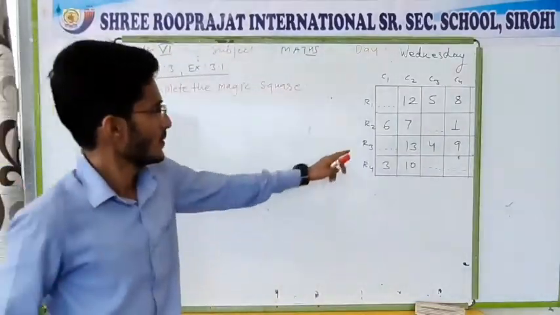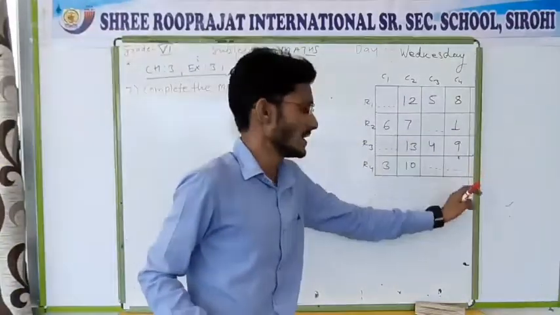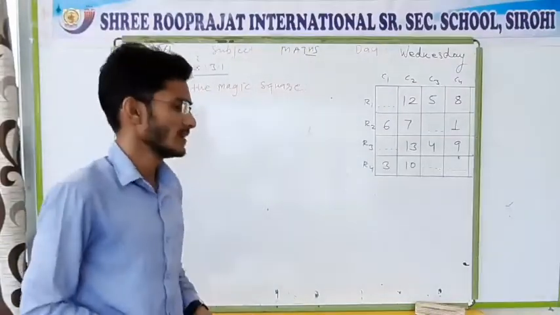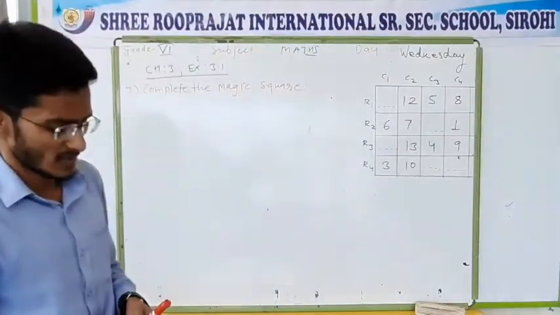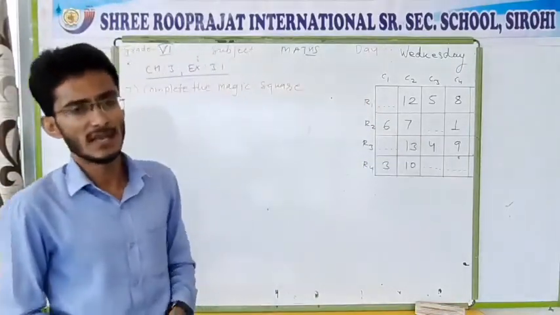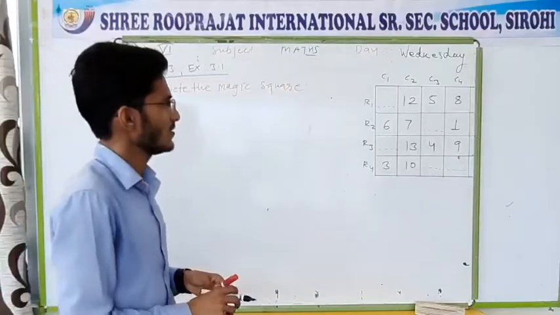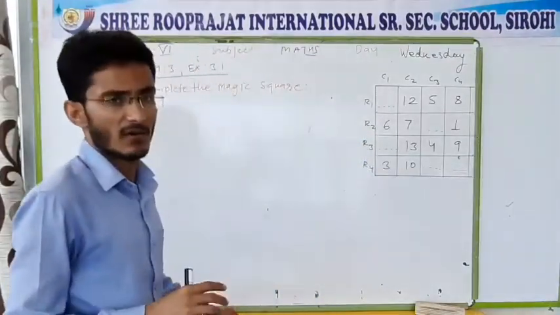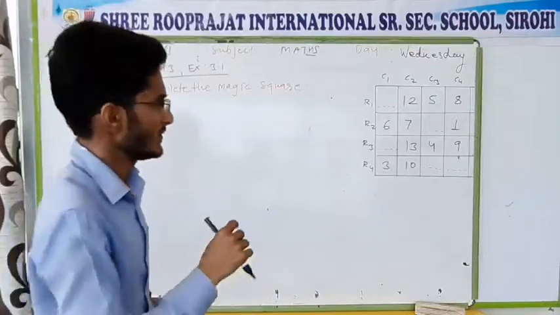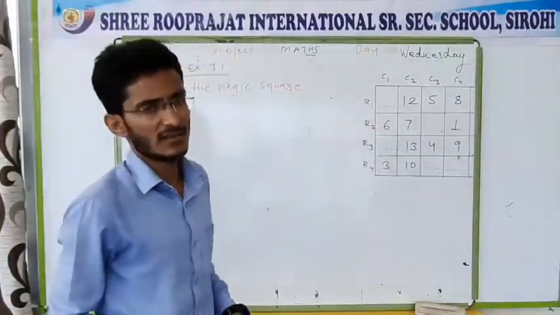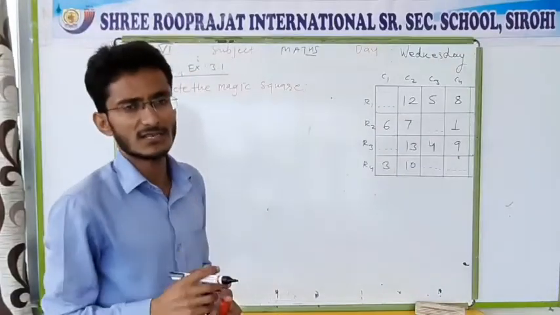So 1, 2, 3, 4 and 5: 5 numbers are missing from the boxes. So you have to find out the correct numbers. As we know, in a magic square the sum of all rows and columns is the same. So first of all we need the sum of any row or column. In row number 1, the first box is missing, that means we cannot find out what the total sum is.